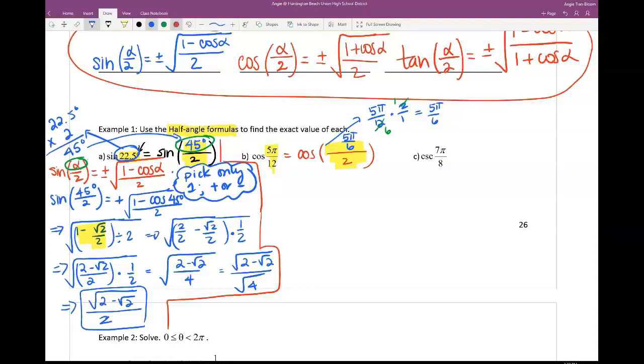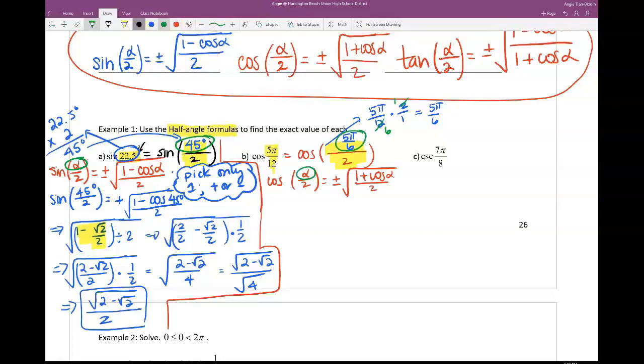So the identity says cosine of alpha divided by 2 is either plus or minus. You have to pick one. 1 plus cosine of alpha all over 2. Well, your alpha in this one is really 5 pi over 6, okay?